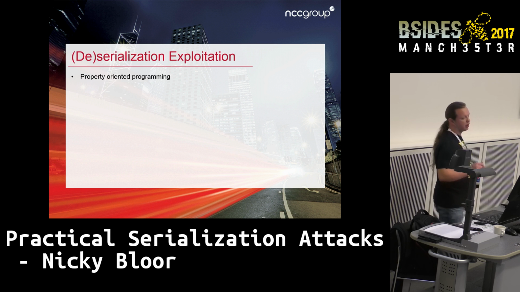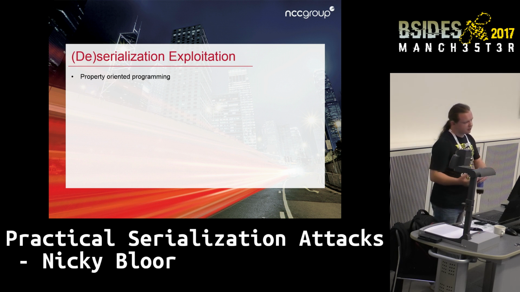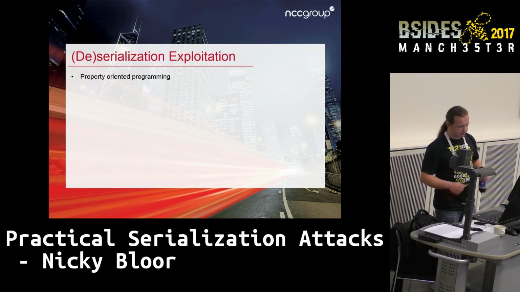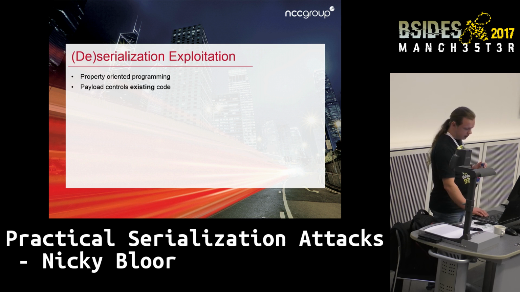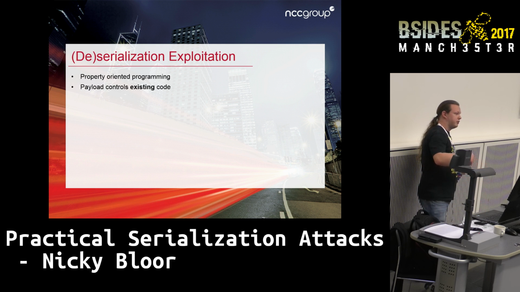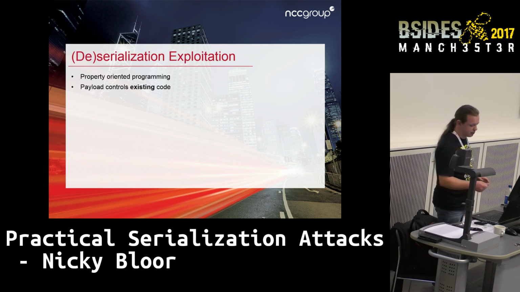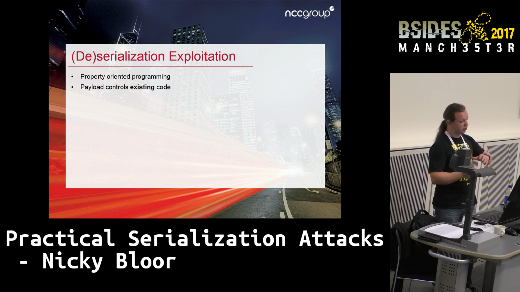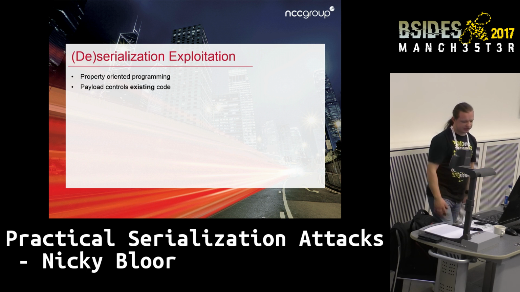So, exploitation of deserialization vulnerabilities, how we exploit it by controlling properties of objects and using that to manipulate the flow of execution of code, is called property-oriented programming. Our payload consists of objects, properties of objects that control existing code, and that's something that seems to trip people up with deserialization vulnerabilities. We're not providing code to the target to execute, we're providing properties that manipulate the code that already exists.